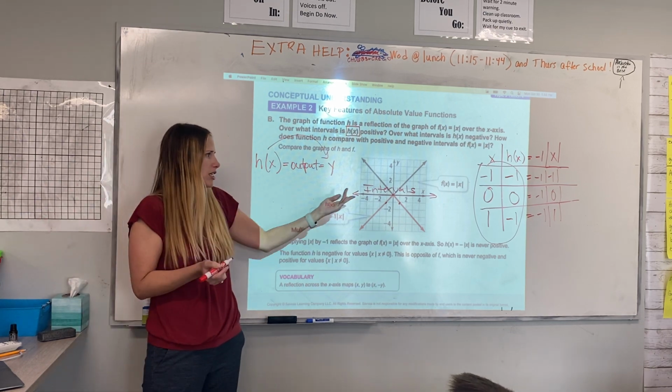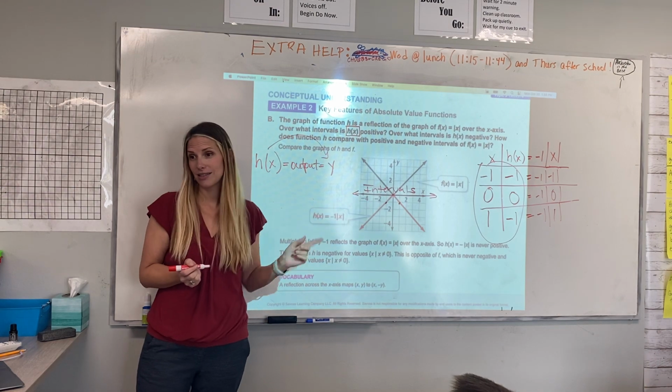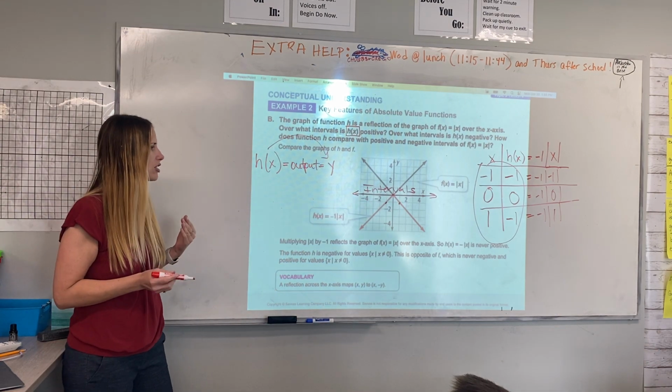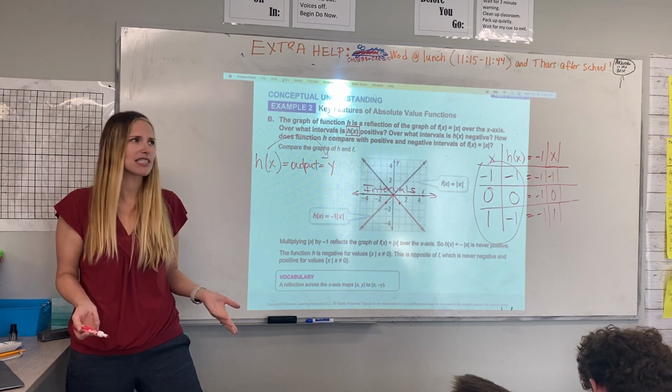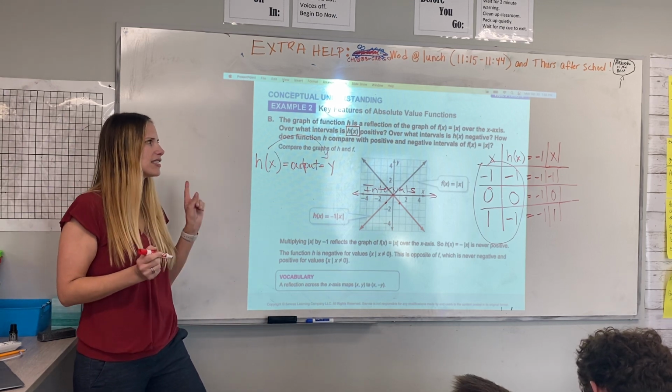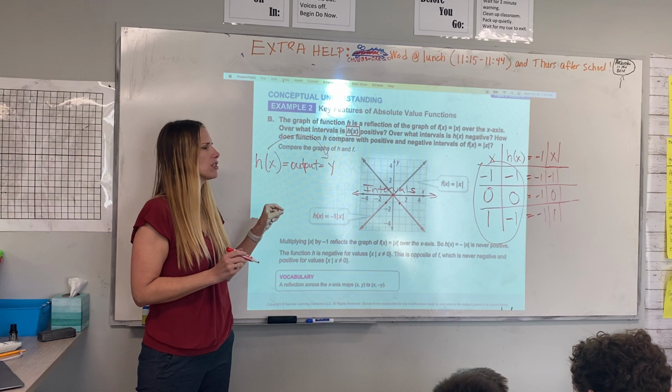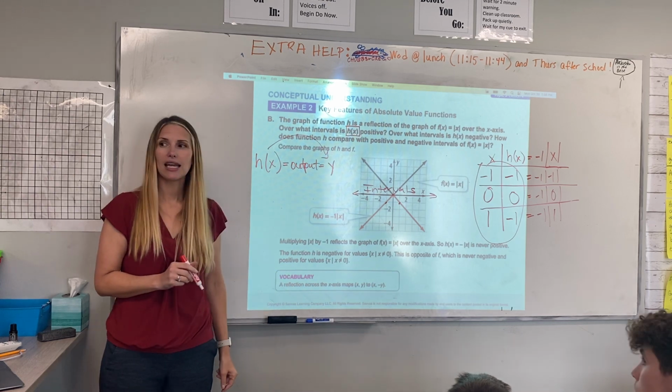It's either negative or it's zero. Very good. So the answer for that is it's never positive, but thanks for asking. Then it says, over what intervals is h of x negative?